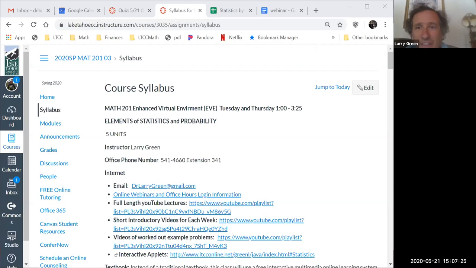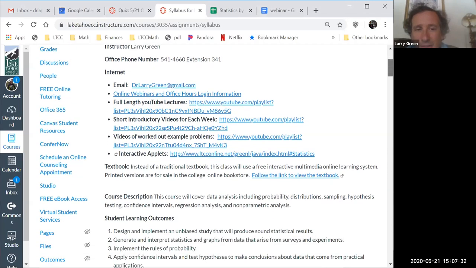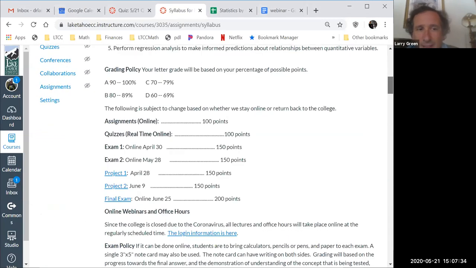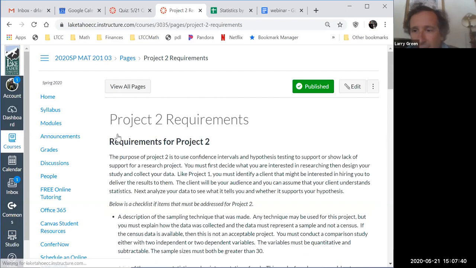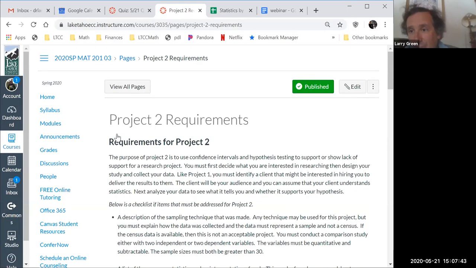Okay, so the first thing is, I think the easiest way is just go to the syllabus. There's lots of ways of getting to the project page. But if you go to the syllabus, I think there's 3 different links that will send you to the project. So if you go to project 2, then that'll give you the project 2 requirements. So that's the first thing, is to know where to find stuff.